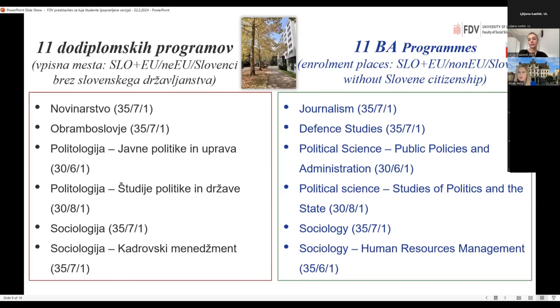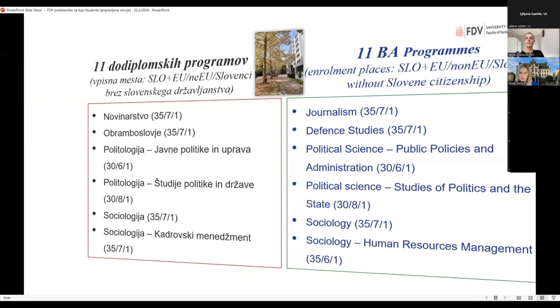For the Slovenian candidates, European candidates, non-European candidates, and Slovenes without Slovene citizenship.